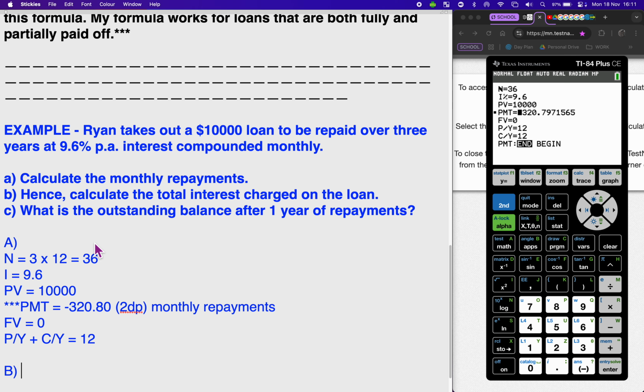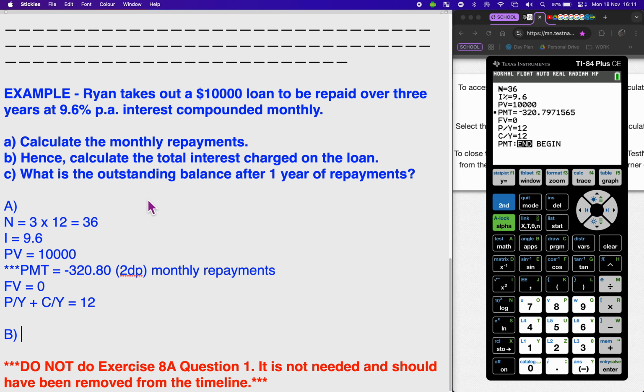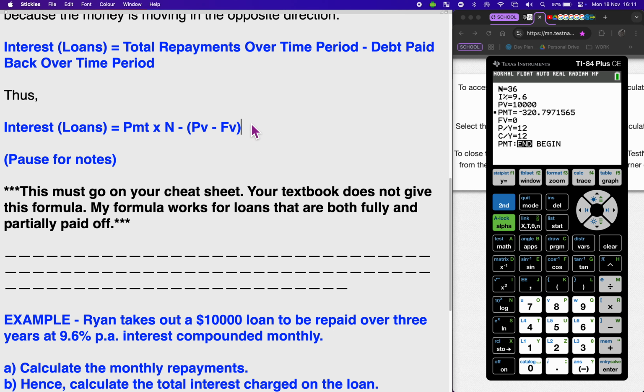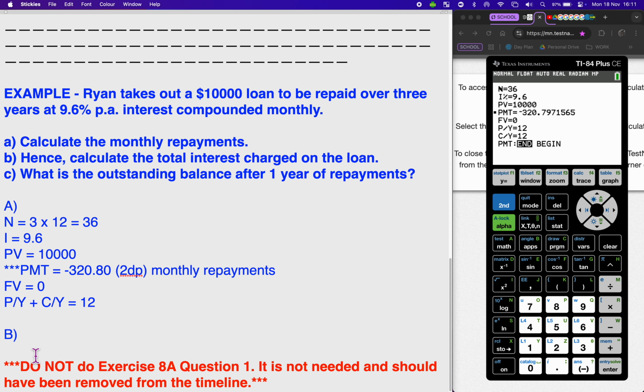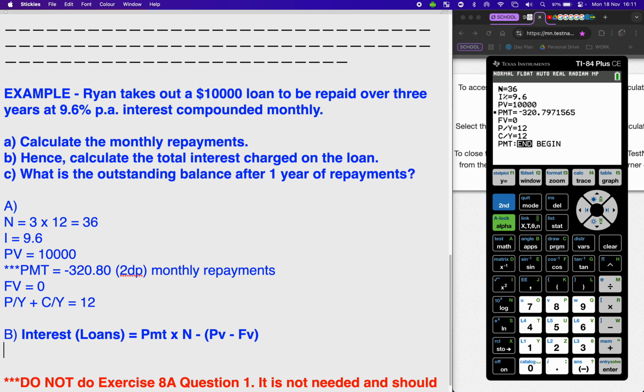B. Calculate the total interest charged on the loan. We have a formula for interest on loans. Interest on loans is PMT times N. So interest on the loan equals PMT, $320.80, times by 36, because you made 36 payments of $320.80, minus PV, which was 10 grand, take away FV, which you got the debt down to 0.